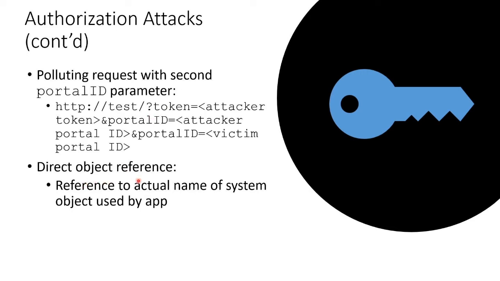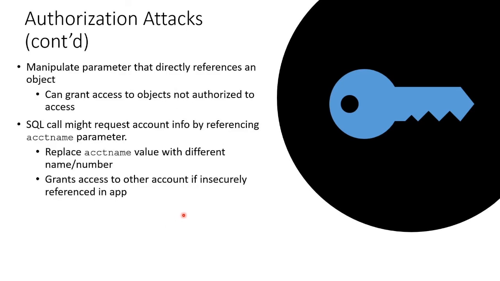We can also have something called direct object reference. We can refer to the actual name of something in the system that is used by the application that we're not supposed to know about. We can manipulate parameters that directly reference an object that will grant us access to objects that we're not supposed to have authorization to.